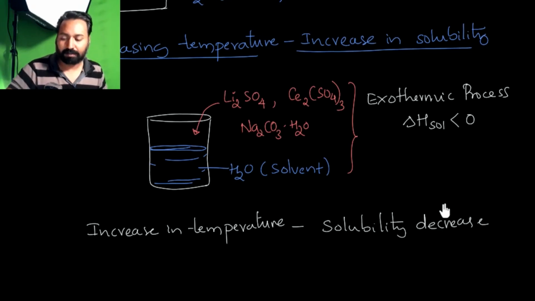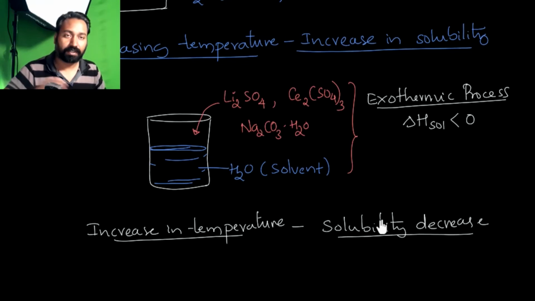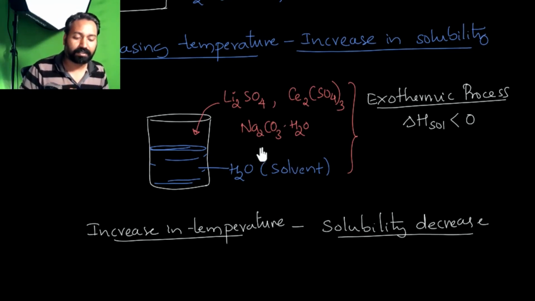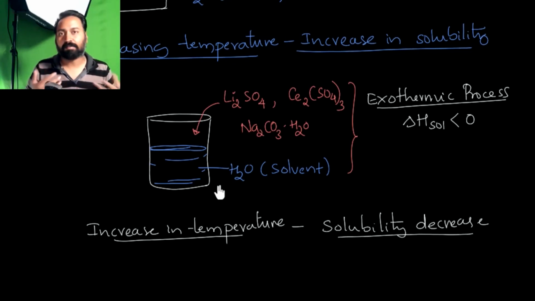So we can make a statement that for an exothermic process, an increase in temperature leads to a decrease in solubility. To increase the solubility for the exothermic process, you have to decrease the temperature. You have to take out the heat energy liberated by dissolving this solute in water. How do you take it out? You take that container and keep it at a lower temperature or in an ice bath, and by that the heat is removed and the solubility increases.